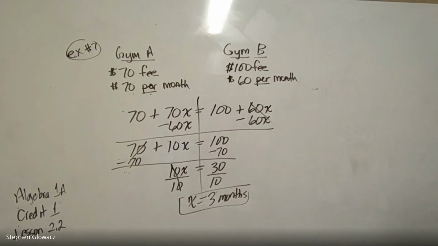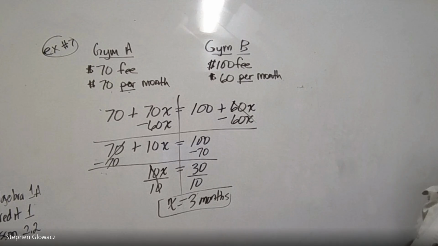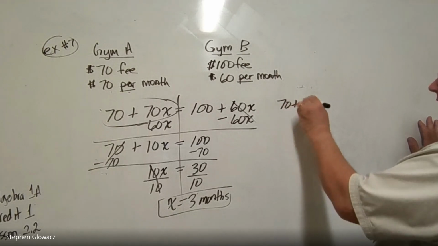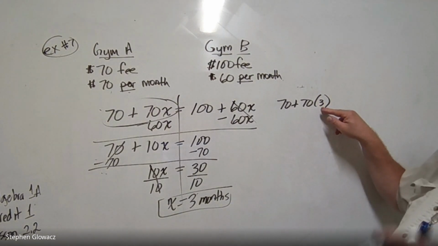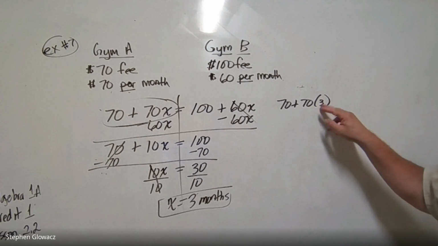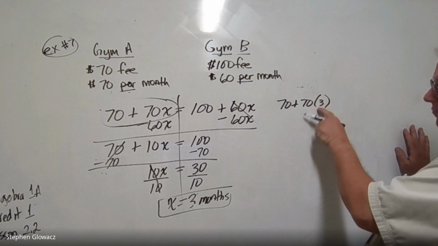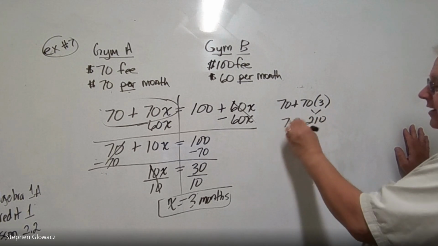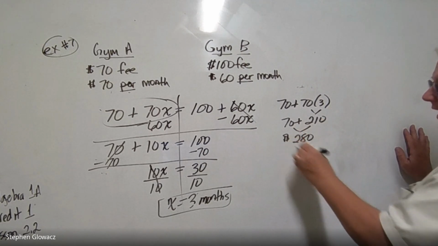Now, they also ask us, what will that amount be? So we're going to take the expression for either gym. We could do both to confirm our answer, but we only have to do one. So we're going to take the expression for Gym A, 70 plus 70 times 3, because 3 is the number of months until we will have paid the same amount to either gym. So we substitute that 3 in for x, and we follow the order of operations. We have multiplication and addition. Multiplication first. 70 times 3 is 210. Bring down the 70 and add these up. 70 plus 210 is $280.